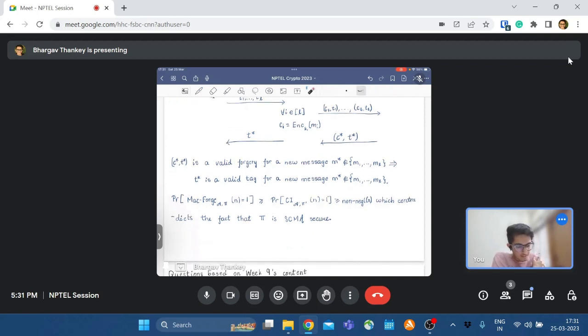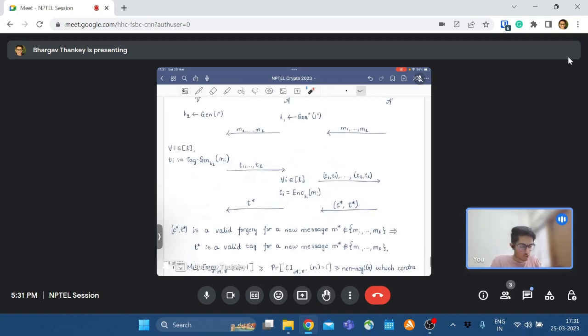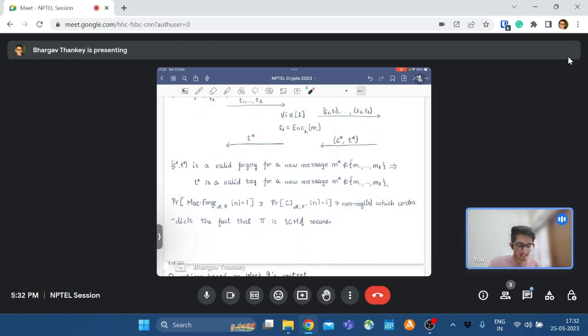Consider the following situation: A prime sends C star T star, where C star is not the correct encryption for N star, but T star is somehow the valid tag for N star. In this case, A prime fails because C star T star is not a valid ciphertext. However, T star is still a valid tag. So there is at least one case in which A prime fails but A succeeds. So the probability that A succeeds is at least the probability that A prime succeeds; it need not be an equality.